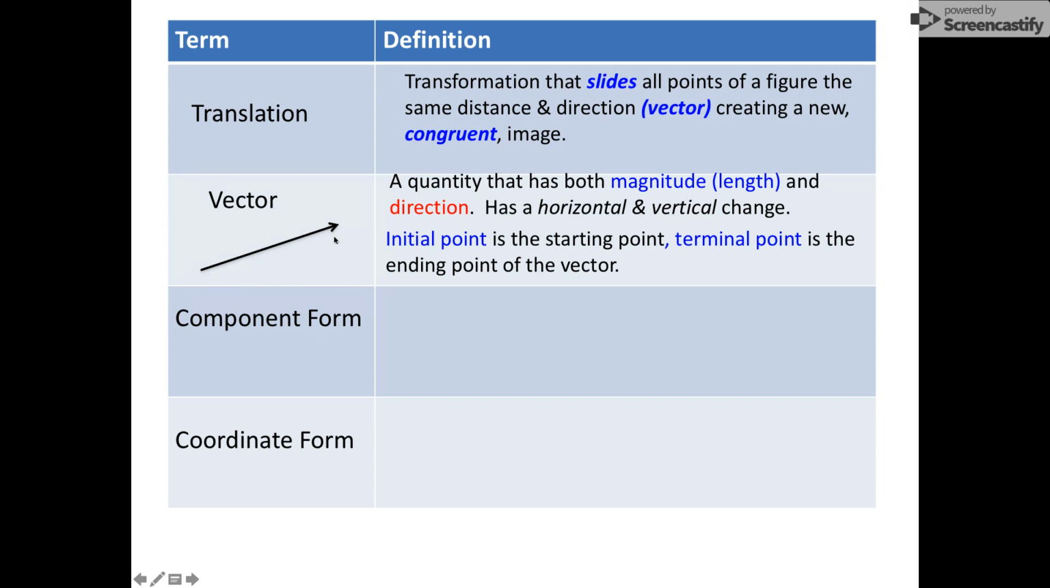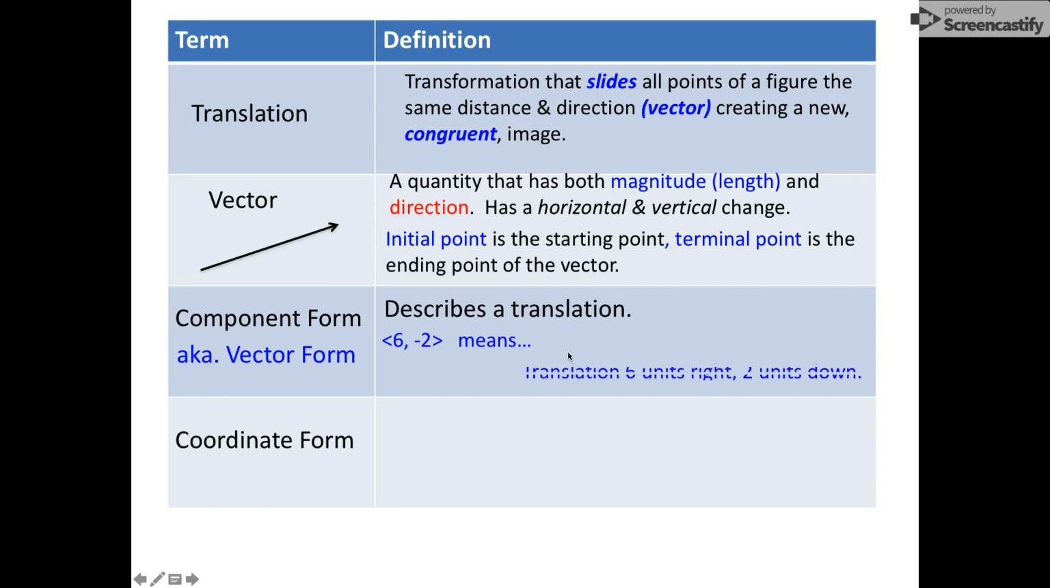Component form is another way that you can see a vector or discuss a vector. It's also known as vector form, and it describes a translation and looks like this. It has greater than, less than symbols on the outside, and then it looks like a set of coordinates. We're going to talk about coordinates down here. So the 6 is the x value, and the -2 is the y value. So this vector means you're going to have a translation of 6 units to the right and 2 units down.